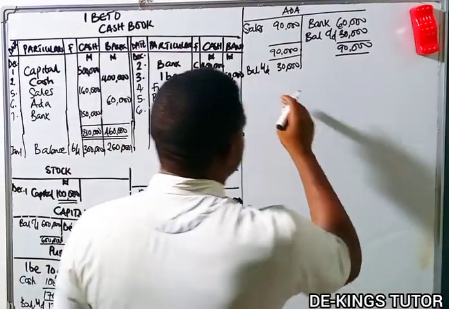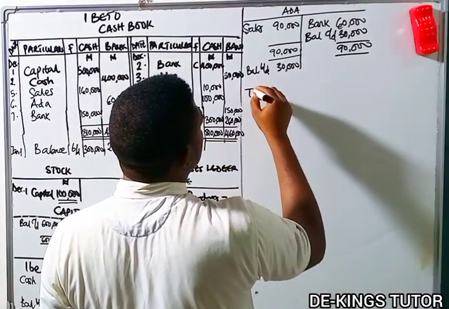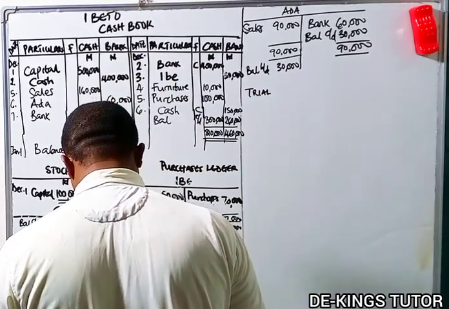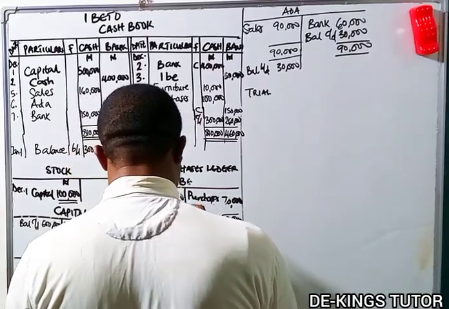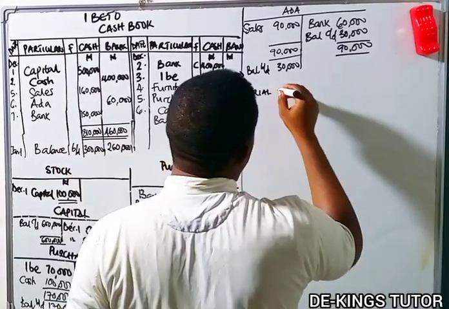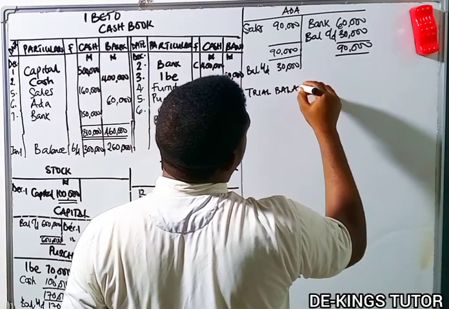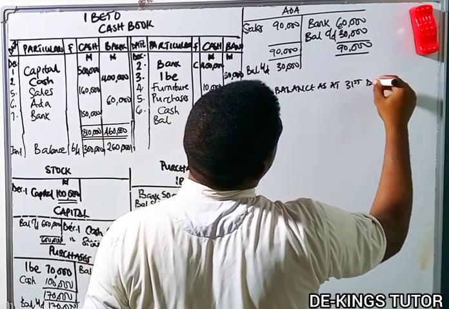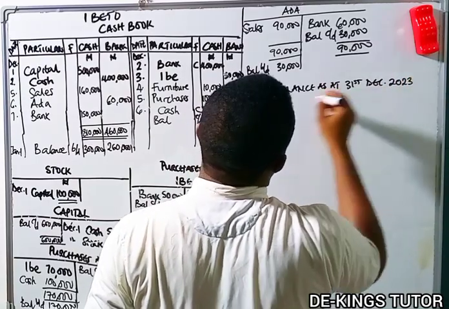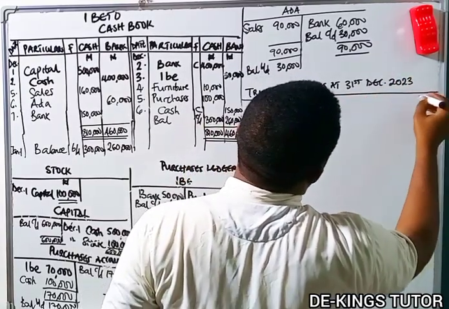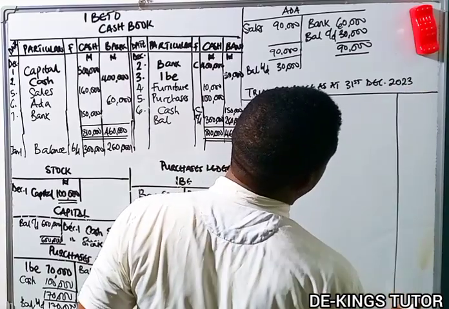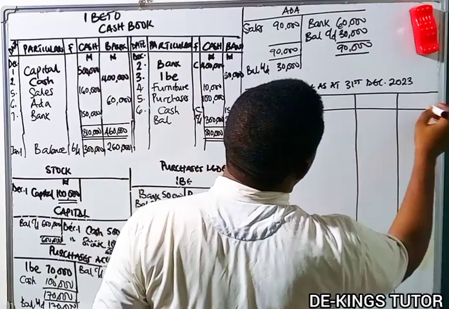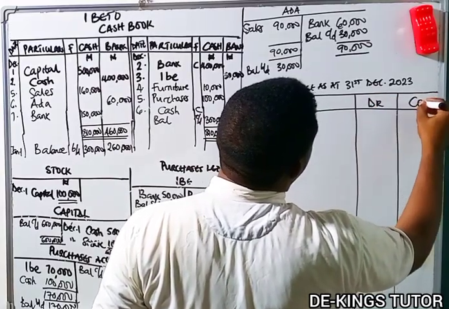So with all this now, let's now prepare the trial balance. Okay, so it is the trial balance that will show us if we are correct. So the question said a trial balance as at December 31st. So we have a trial balance as at 31st December 2023. So we have debit here, we have credit here.